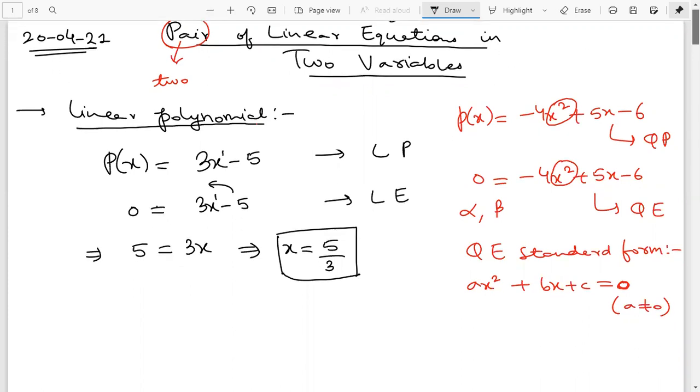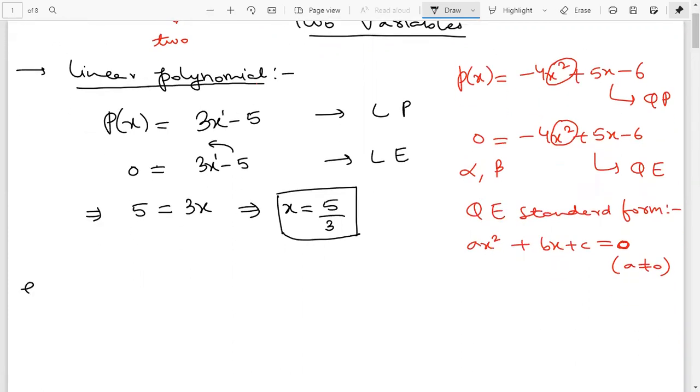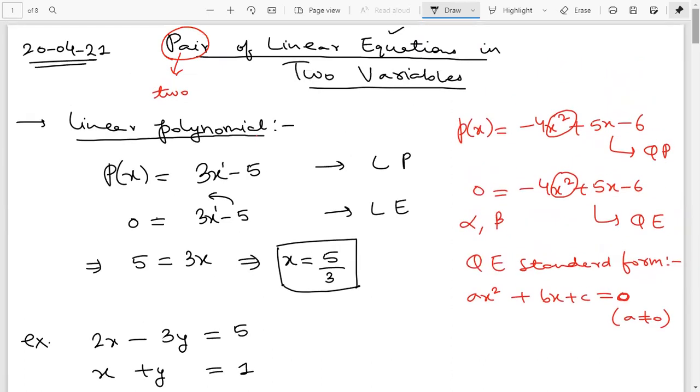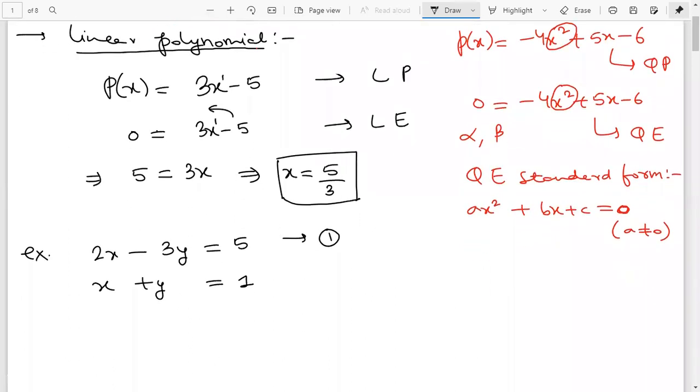First we'll see an example of how we can write them. Suppose we have the example 2x minus 3y equal to 5, and we can say x plus y equal to 1. Let us take one example. So here we have a pair of linear equations. See how pair? Because this is equation 1 and the second one is equation 2. So we can say these are 2 equations in pair.